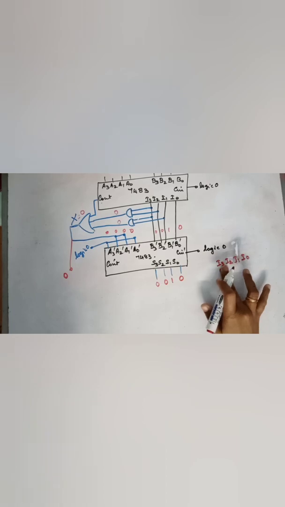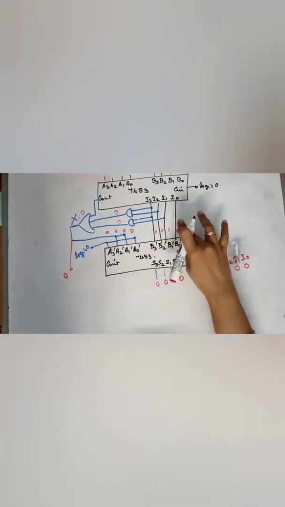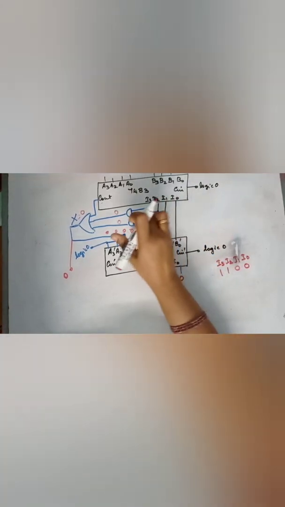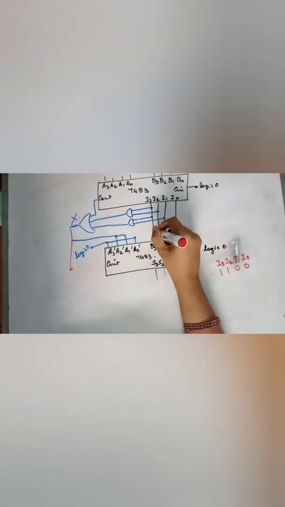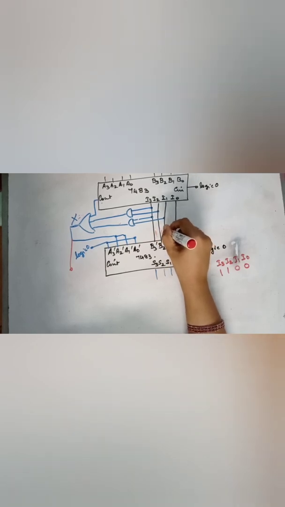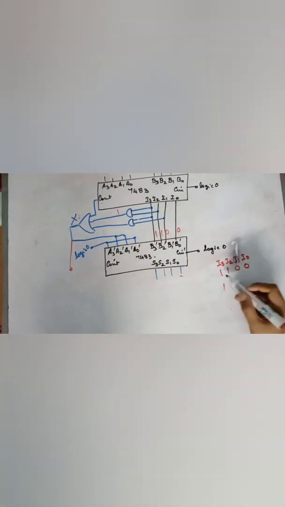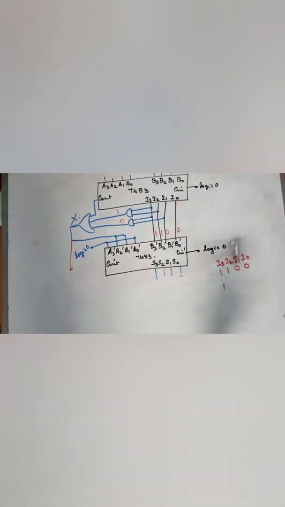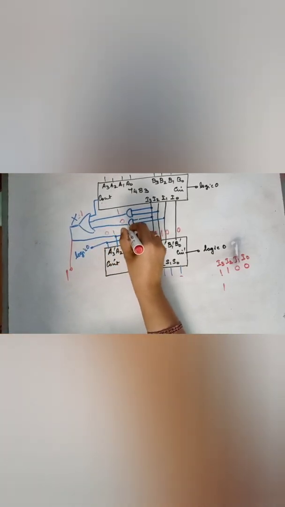Now suppose my actual answer is 12, which is 1, 1, 0, 0. So I3 I2 is a 1, and I3 I1 is a 0. So X will be 1. So here you'll have a 1, and here it will be 0, 1, 1, 0.